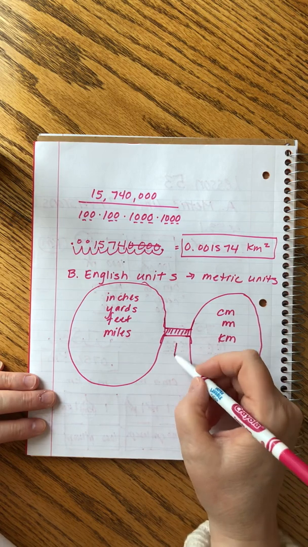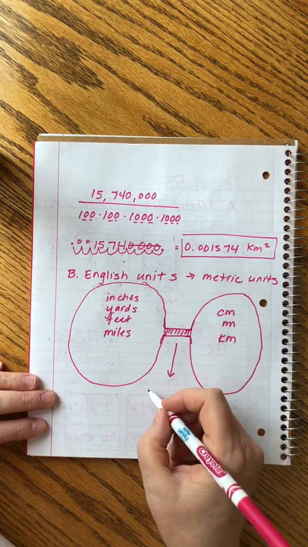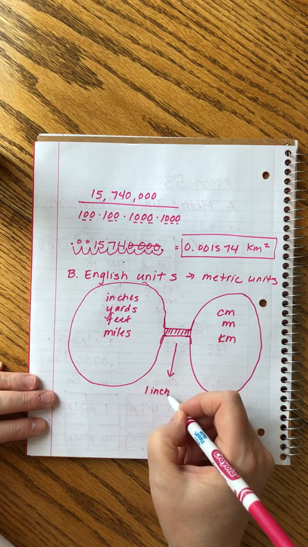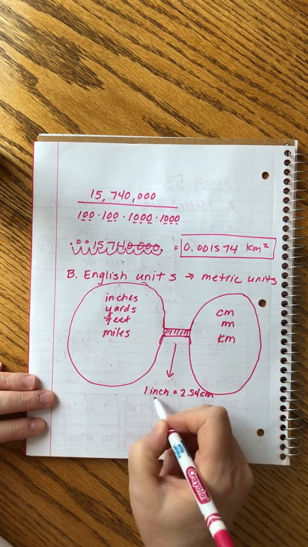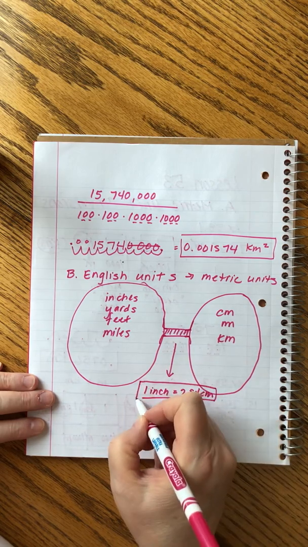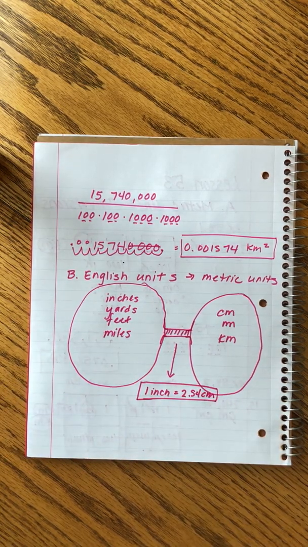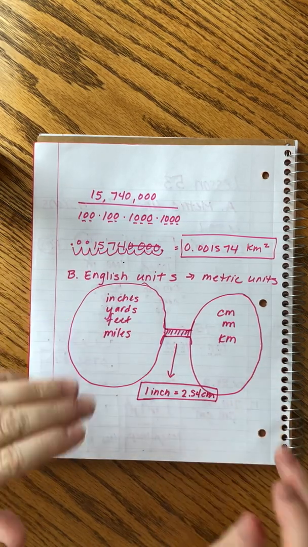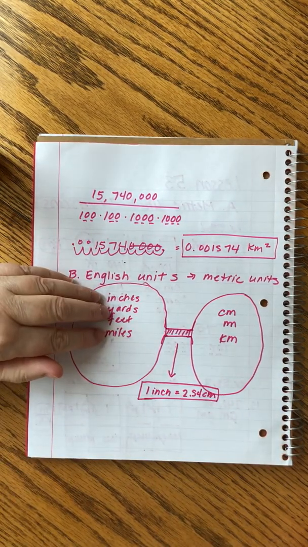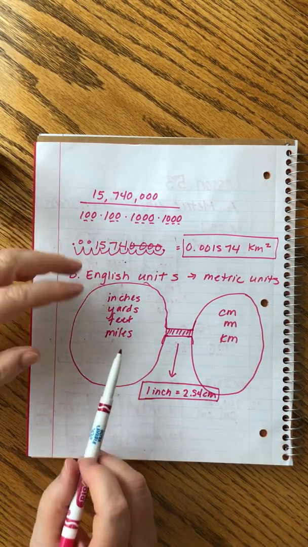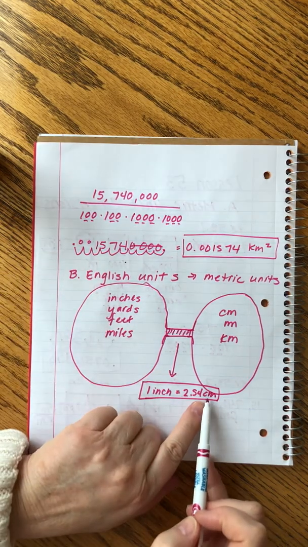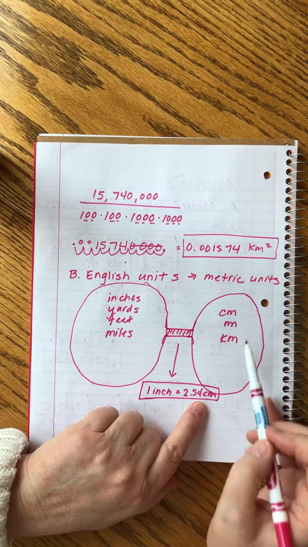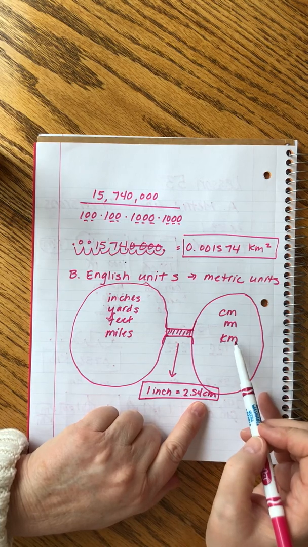And this link is based on the fact that 1 inch equals 2.54 centimeters. We're always going to use this equivalent as the way to translate back and forth. So whatever unit we're starting with over here, say on the English side, we want to convert it to inches. Then we'll bump it over to centimeters, and then we'll adjust it to meters or kilometers if need be.